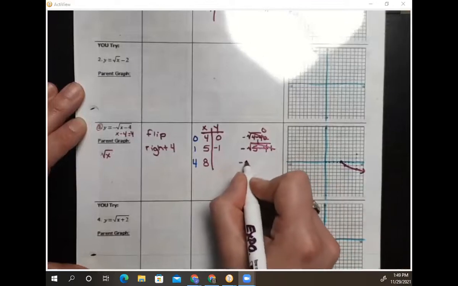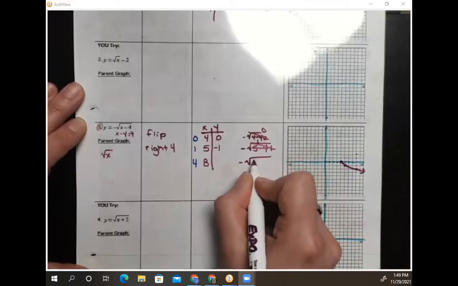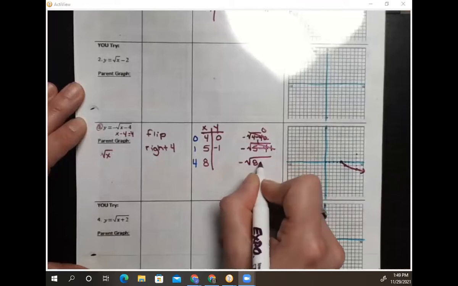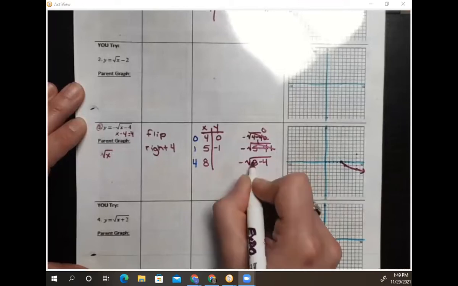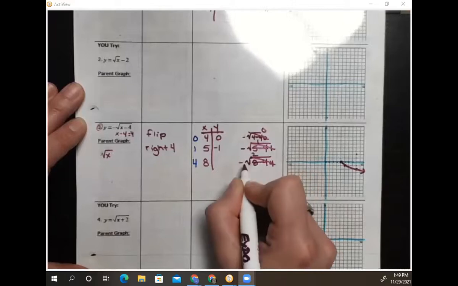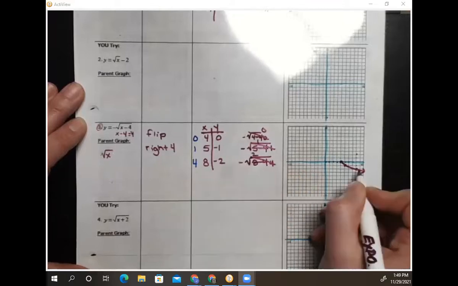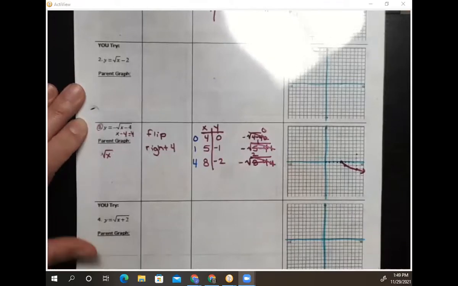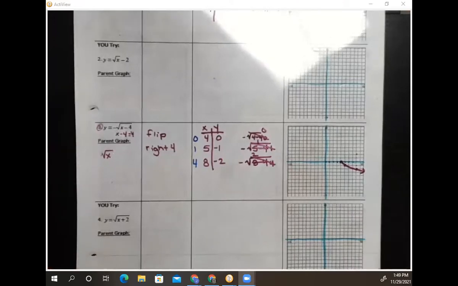And then if I plug in 8, we're saying negative square root, and then under the root, 8 minus 4. 8 minus 4 is 4. The square root of 4 is 2, negative 2, which again, we have that point from graphing using a transformation as well. So you can graph using your transformations like we did in Algebra 1. You can make a table if you want. Just remember to be careful about those x values that you plug in.